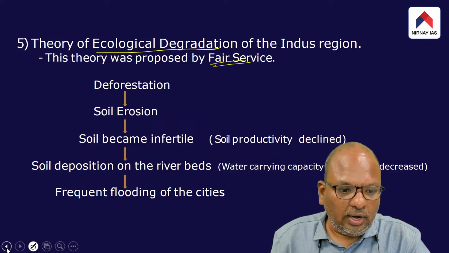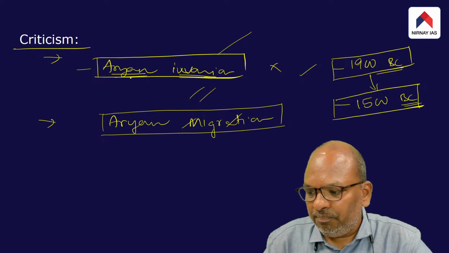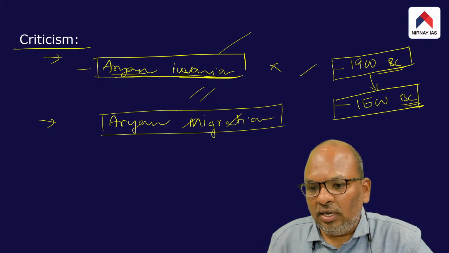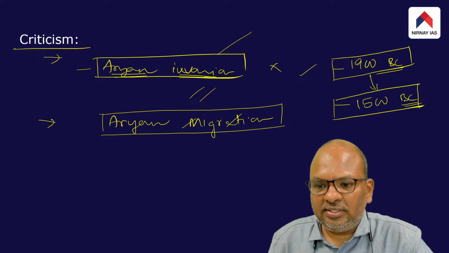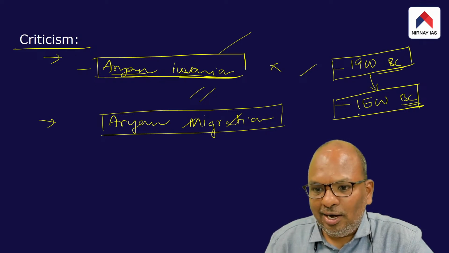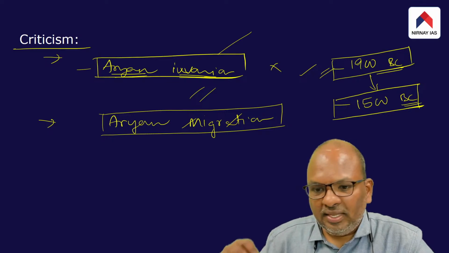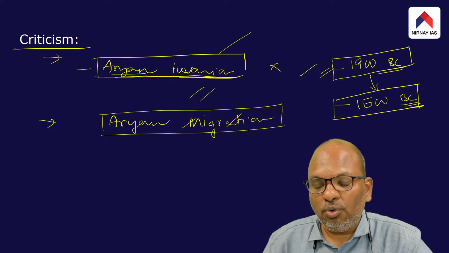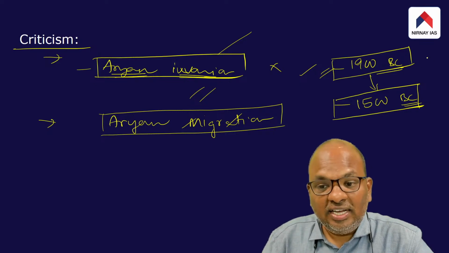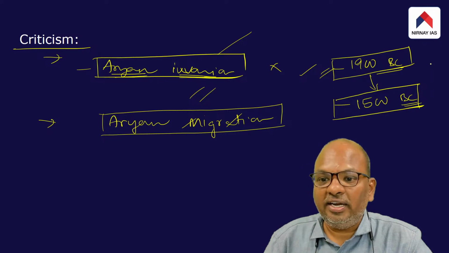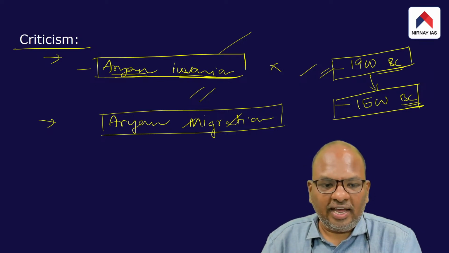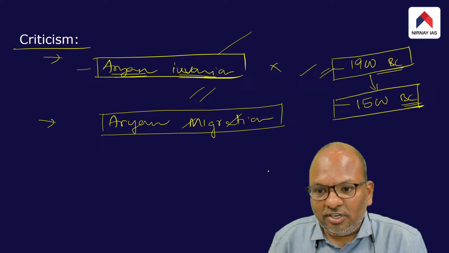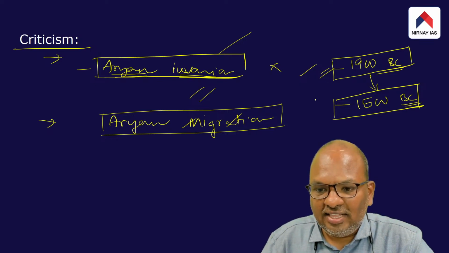So for us to accept the theory of Mortimer Wheeler, we shall have to change either of the two dates. We shall have to prove that the Aryans migrated to India not in 1500 BC but by 1900 BC itself. Or we have to prove that the Indus Valley civilization declined by about 1500 BC and not by 1900. For us to completely accept the Aryan invasion theory, we shall have to prove with evidence either of the two dates.